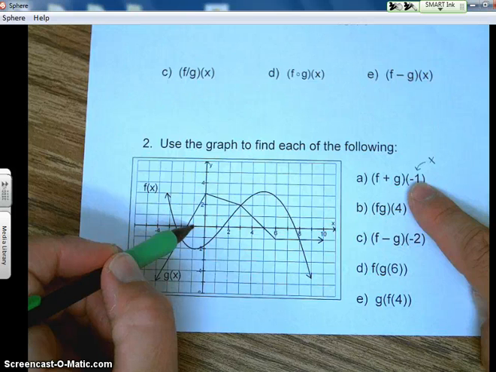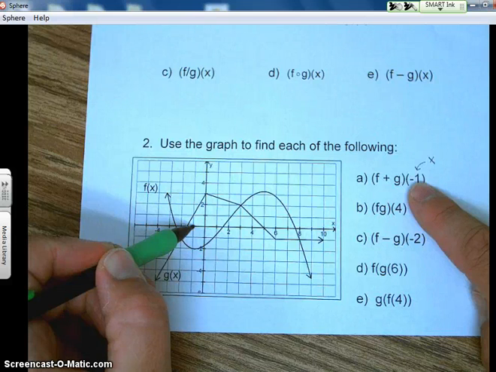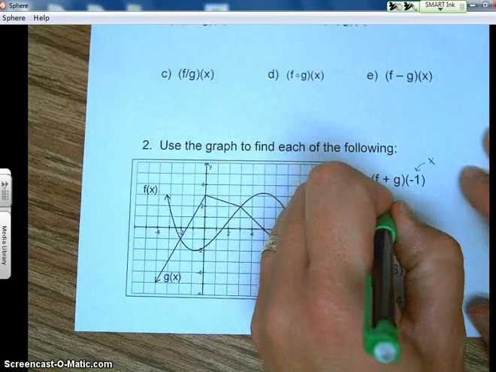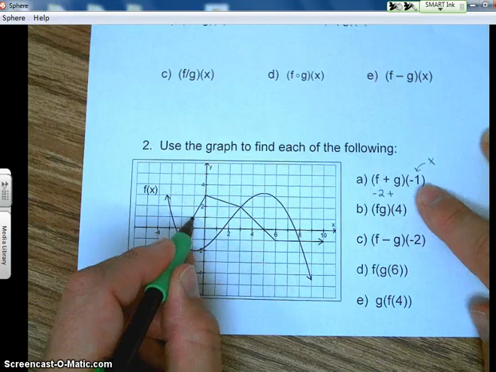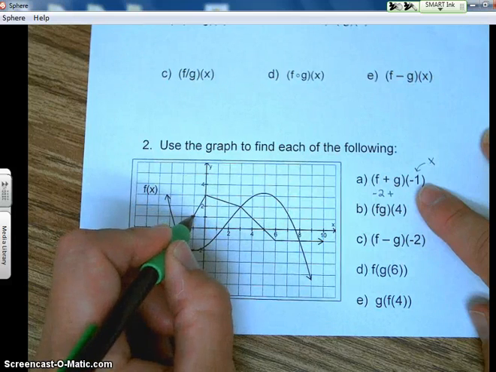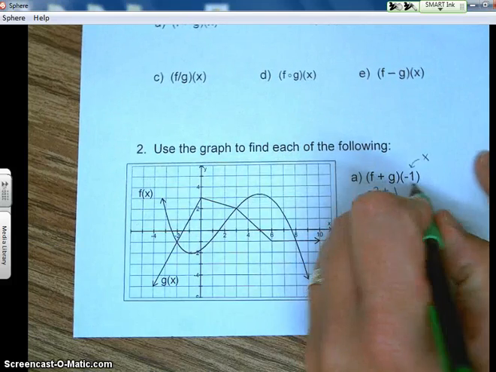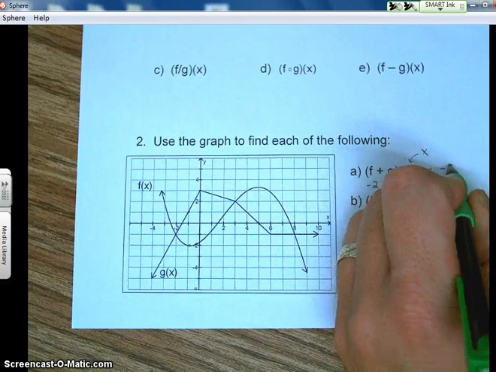So the function value for f is -2. Notice I'm on function f. When x is -1, the function value is -2. And then at -1, the function value for g is 1. So we're using these 2 points and adding them together. And so we would get an answer of -2 plus 1, which is -1.